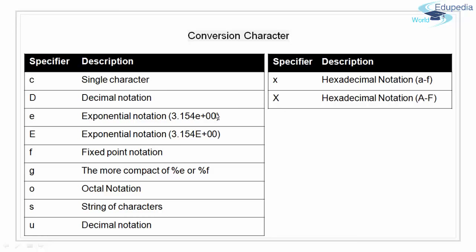So when we use character c, that denotes a single character, d denotes decimal notation, e denotes exponential notation, capital E denotes capital exponential notation. Then we have f that denotes fixed point notation. Then we have g that is the more compact of either e or f. Then we have o that is octal notation. Then we have s that is a string of characters. Then we have u that is decimal notation. Then small x is lowercase hexadecimal notation and capital X is uppercase hexadecimal notation.